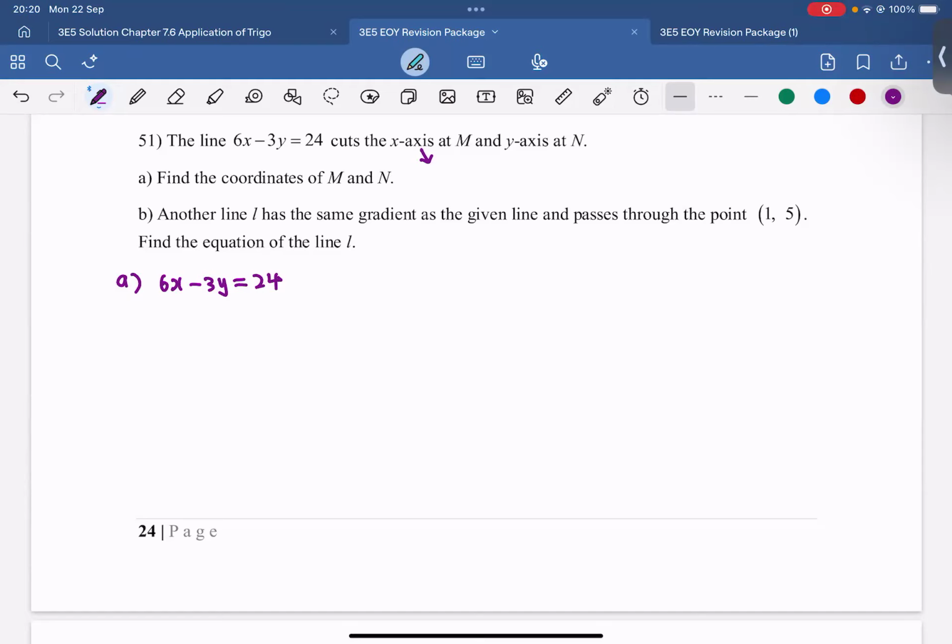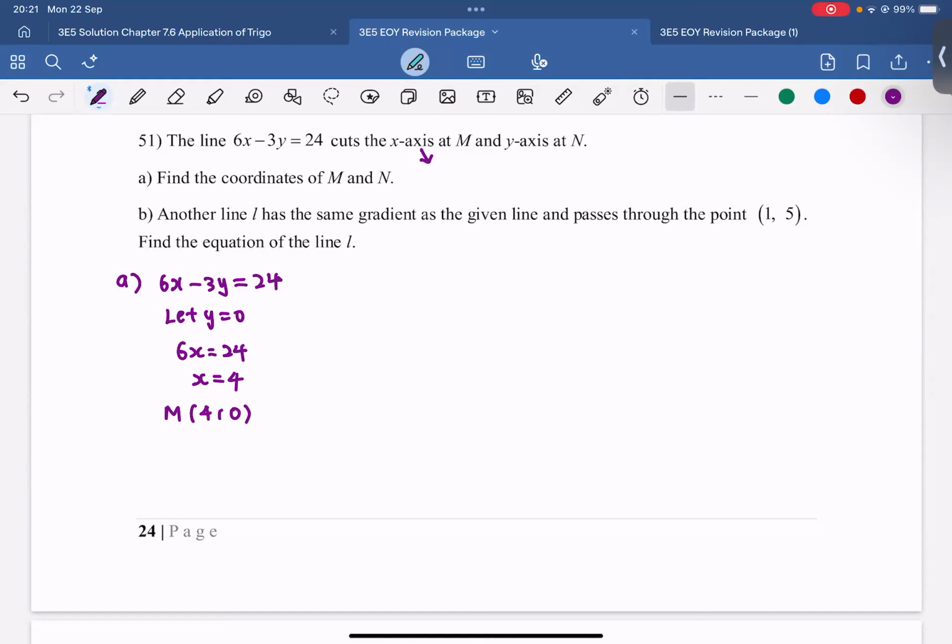Then how you find the coordinate of M? Hello, I just did it on top only. Never listen, right? Y equals to 0. Yes, when the line cuts the x-axis at M, that means M is on the x-axis. So we let y be 0. So our M is 4 comma 0.